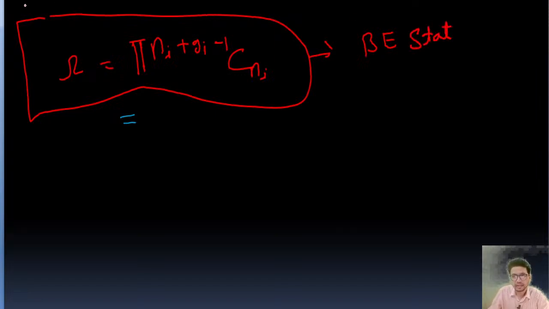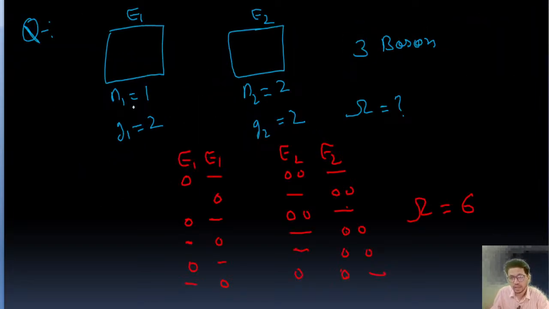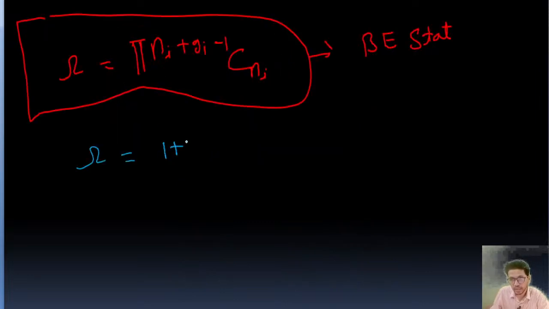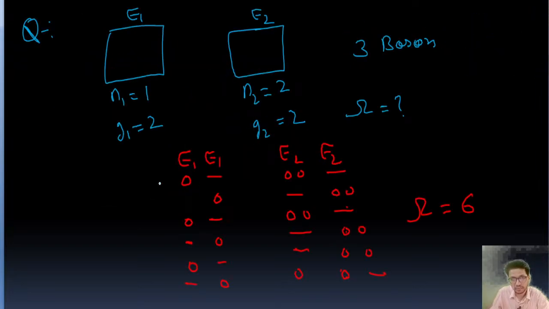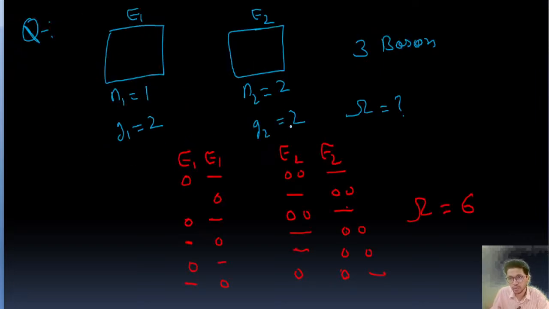Bose-Einstein statistics. Okay, so this omega value is this one. Ni is for this energy level. Here Gi is 2, right? So this is going to be 1 plus 2 minus 1 C, number of particles for this is 1, right? 1 into this Ni for this 2 and 2.